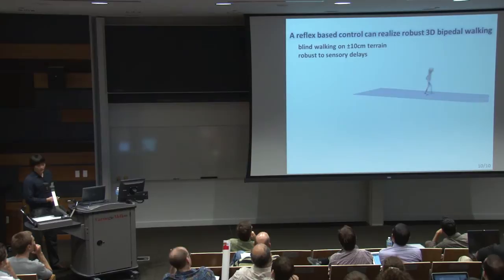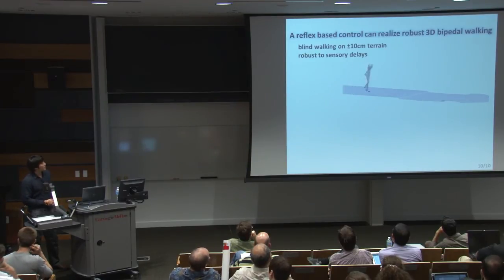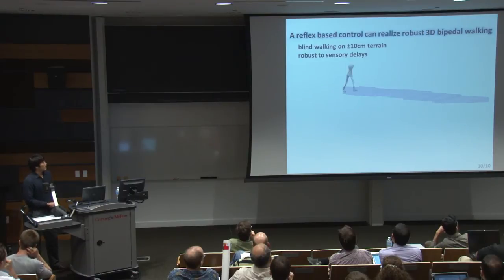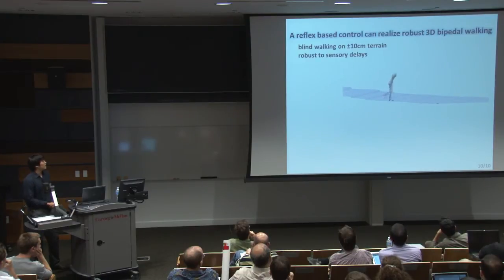To sum up, a reflex-based control can utilize robust 3D bipedal walking. And our controller can generate blind walking on plus minus 10 centimeter terrain and is robust to sensory delays.